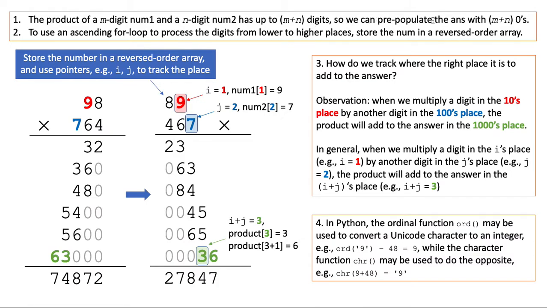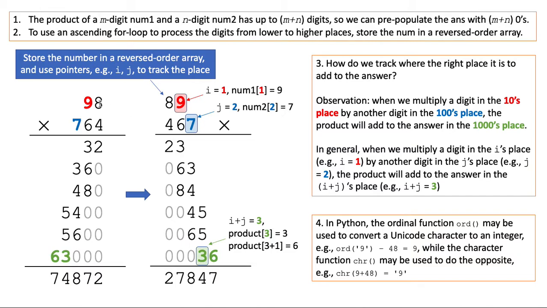So we can pre-populate the answer with m plus n zeros and then add or update the number into this pre-populated answer more easily. Number 2, use an ascending for loop, like from low to high, to process the digits from lower to higher places, store the num in a reverse order array. So for example, this 764. The 7 is in the hundreds place, 6 in the tens place, 4 in the ones place.